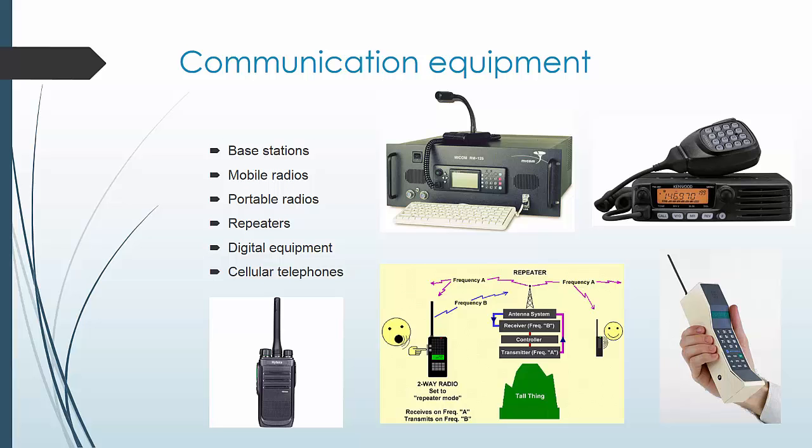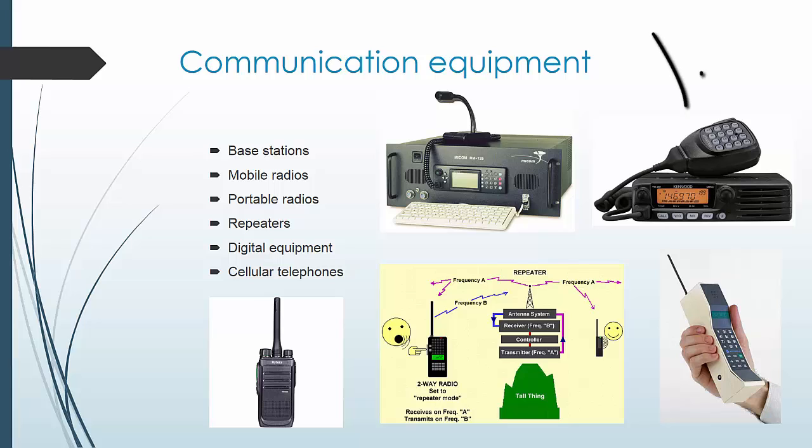As far as the communication equipment itself, you've got your base stations, which you're seeing right there in the top row pictures. It kind of looks like a little keyboard in front of it. This is going to be licensed by the FCC and held somewhere secure, and this is usually going to be like your base station, literally. Your dispatch communication center, something like that.